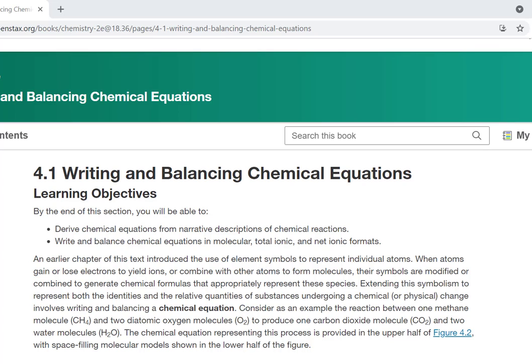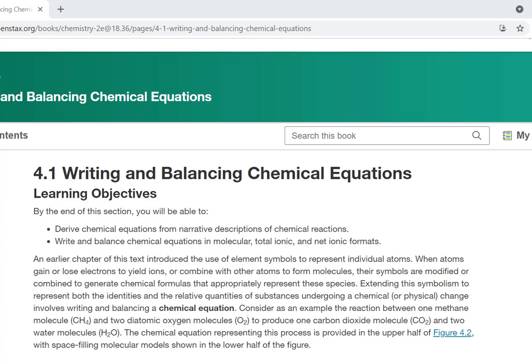Related to that, some of these sections will be covered in multiple videos instead of having one video for the entire section. So for section 4.1, we're going to have probably 3 or 4 videos, probably a little bit shorter for most of them. In this first one, we'll be looking at the first learning objective: derive chemical equations from narrative descriptions of chemical reactions. So let's go ahead and get started on that.